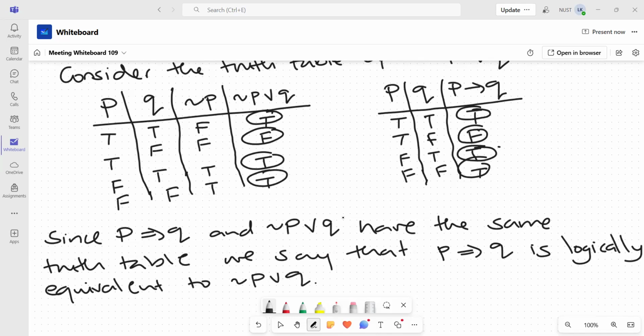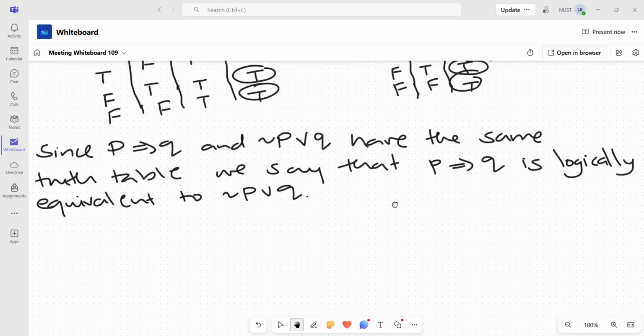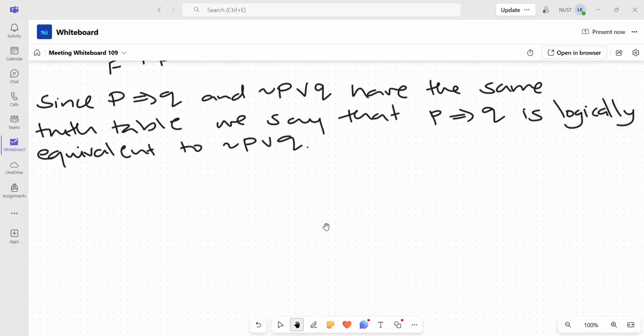Why do we use logically equivalent statements? Maybe one statement is easier to check than the other. So if you can check or draw the truth table of one, it gives you the same truth table as the other. So when two statements have the same truth table, then we say that they are logically equivalent.